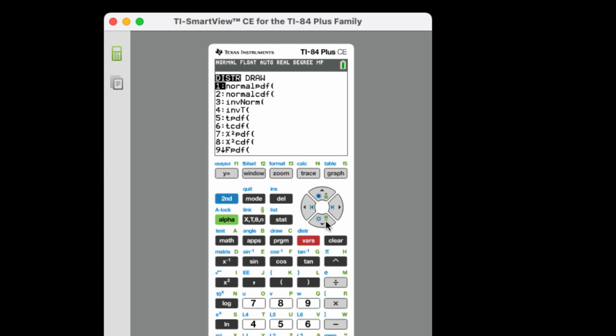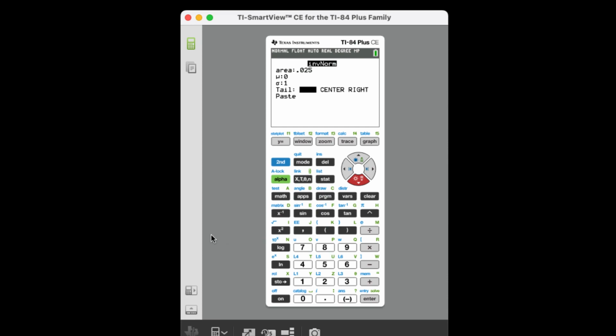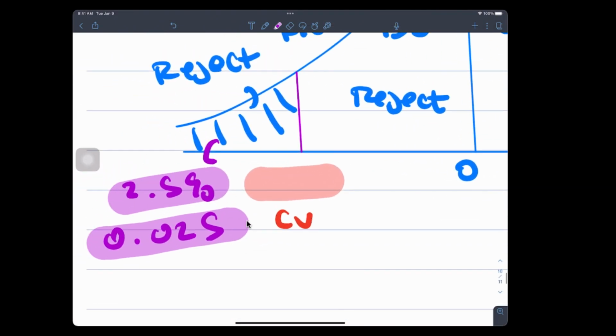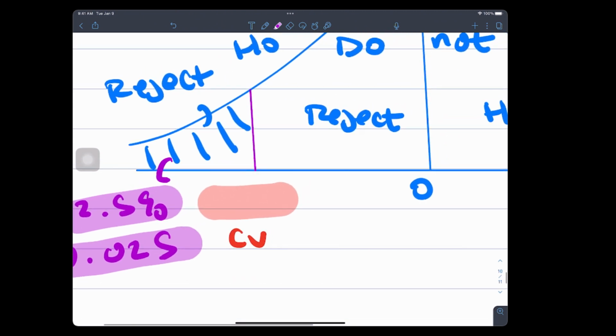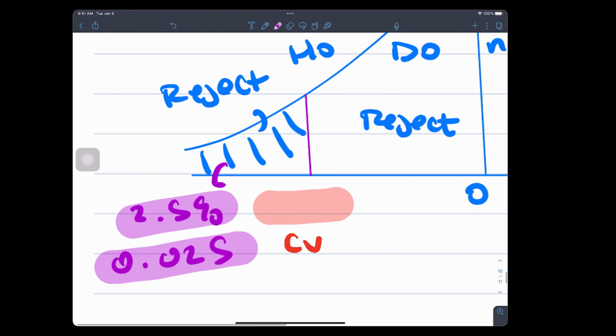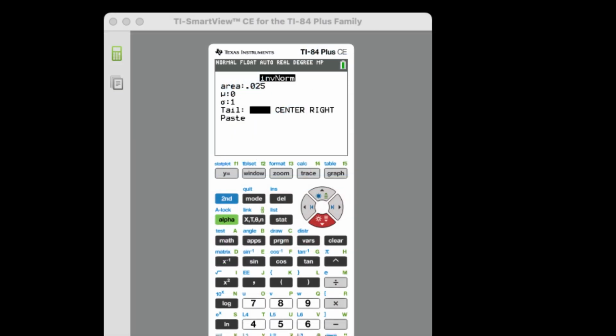Second distribution, inverse norm is number what? 3. Okay, what's the area again? 0.025. Yes, it's the z distribution, mu 0, sigma is 1. Is that in your left tail, that portion, 2.5%? Say yes. Isn't that to the left, ladies and gentlemen? Okay, good. Let's go to the TI now. In the TI, we do what? We say left, paste it, enter. Negative 1.96, nearest hundredths.